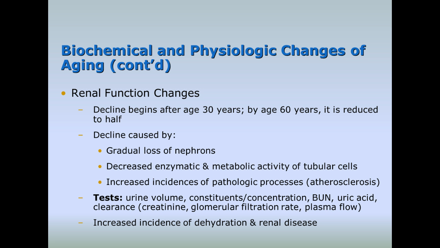Renal function declines begin after age 30. How many of us are over the age of 30 that are listening to this right now? By age 60, it's reduced to half. So we really need to take care of those kidneys, because we're only going to have half the function by the time we're 60. We have a gradual loss of nephrons. They just get tired and old. They don't work anymore. There is decreased enzymatic and metabolic activity in those tubular cells.